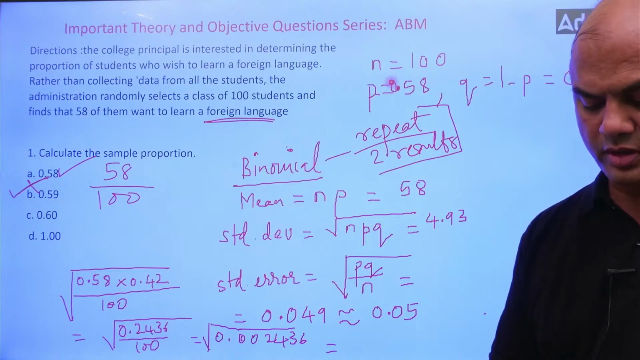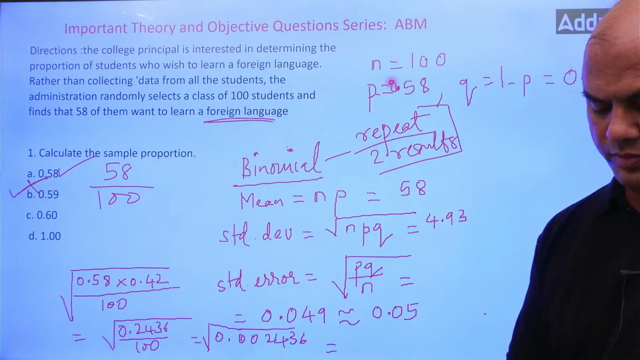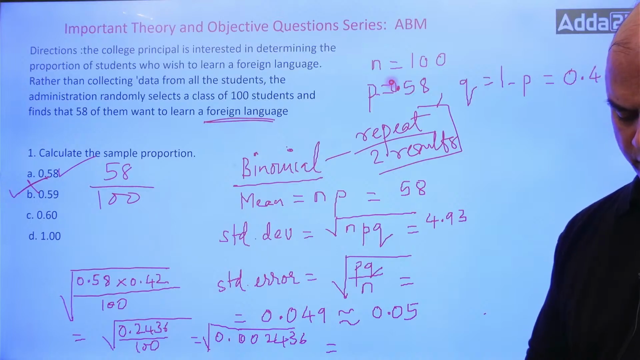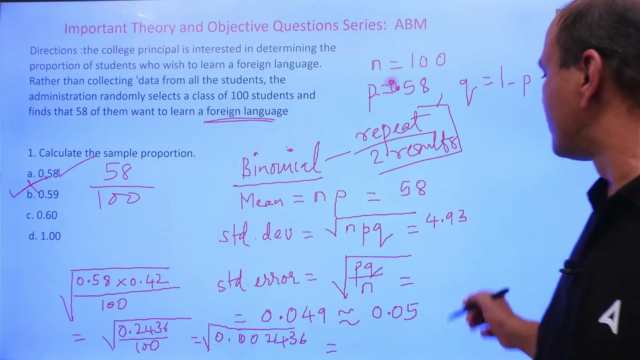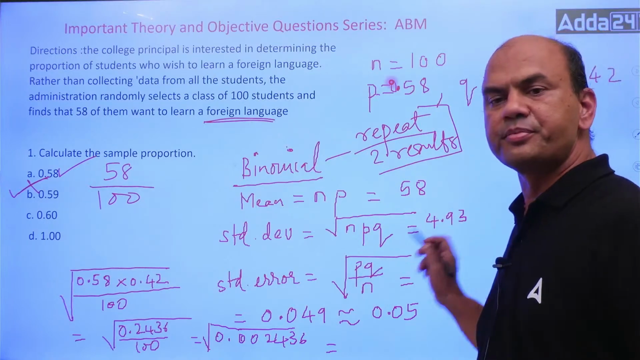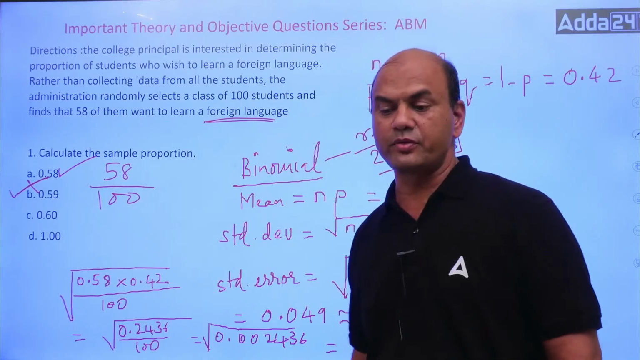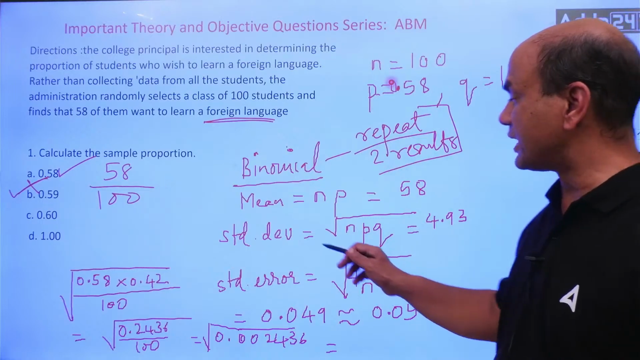Square root of what? 58 into 0.42, right? 0.42. 4.93. Are you getting this? 4.93. How many of you are getting this? In the comment section, give me in the comment section. 4.93. So this is standard deviation.